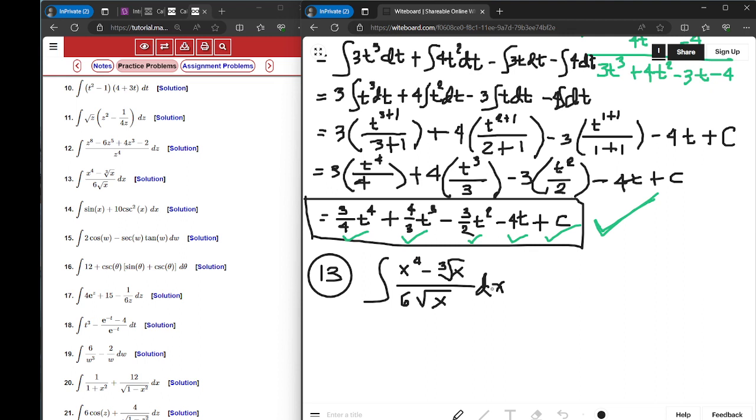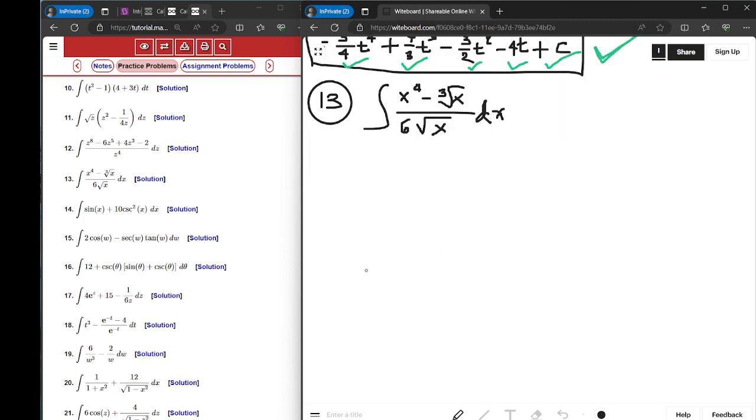So what shall we do with these? We don't have, again, properties or formulas for this, so we need to simplify first. So let's try to rewrite them in this form. You have x to the fourth over 6 times square root of x minus cube root of x over 6 times square root of x. Then we have the dx.